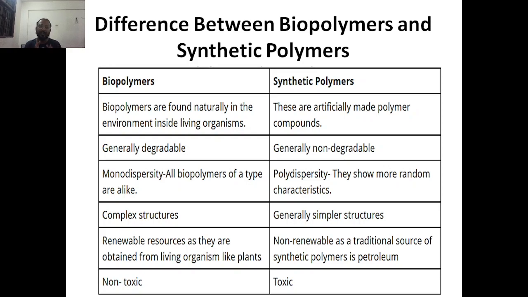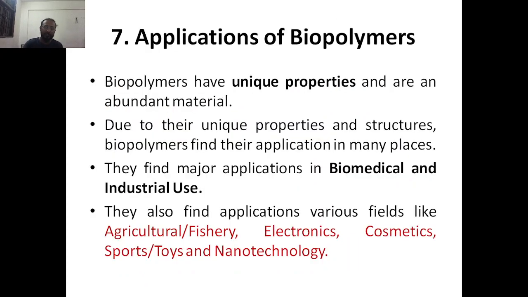Regarding the differences, this table was studied in the previous class, you can just go through. Biopolymers are found naturally, whereas here it is man-made; generally degradable, here it is not degradable; monodispersity, here polydispersity; complex structures, generally simple structures; renewable sources, here non-renewable sources; non-toxic and toxic. The next topic is the applications of biopolymers, which we will discuss in the next class.